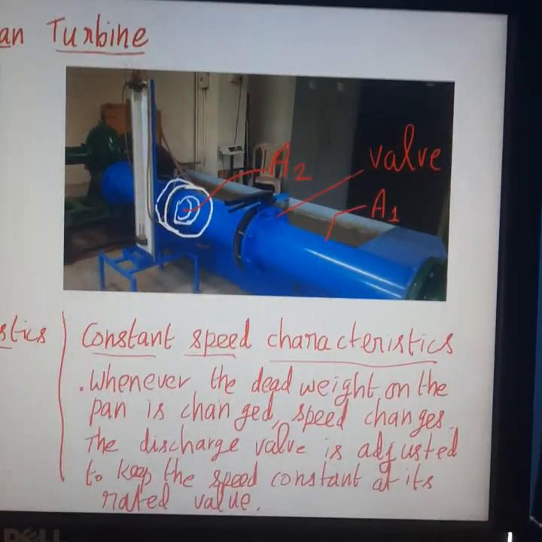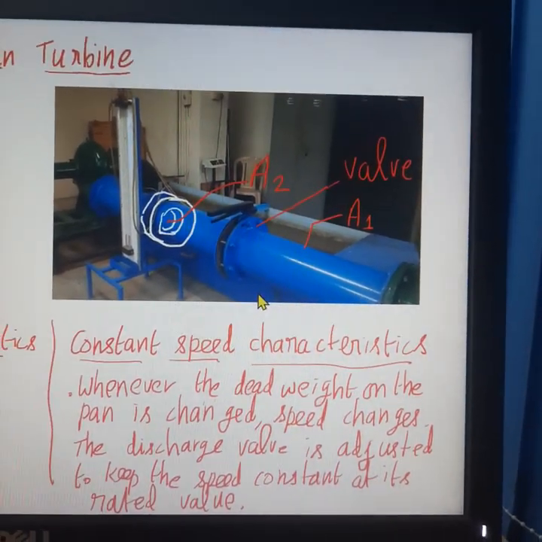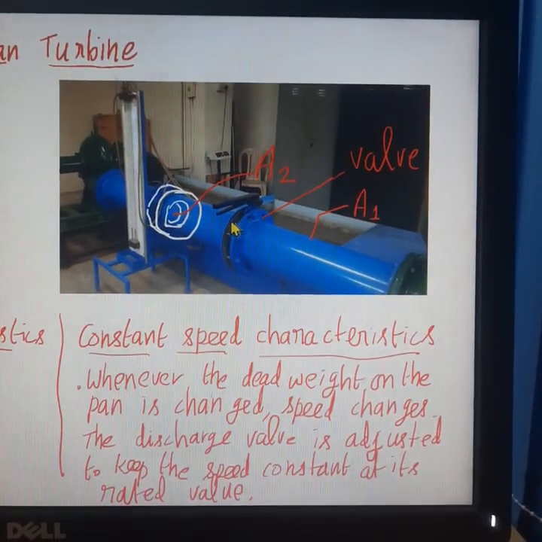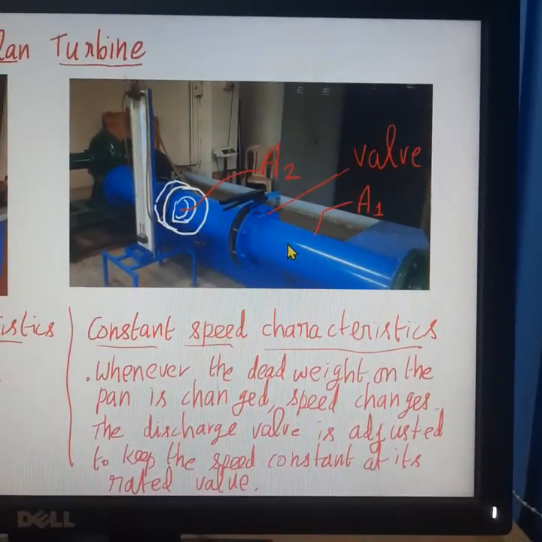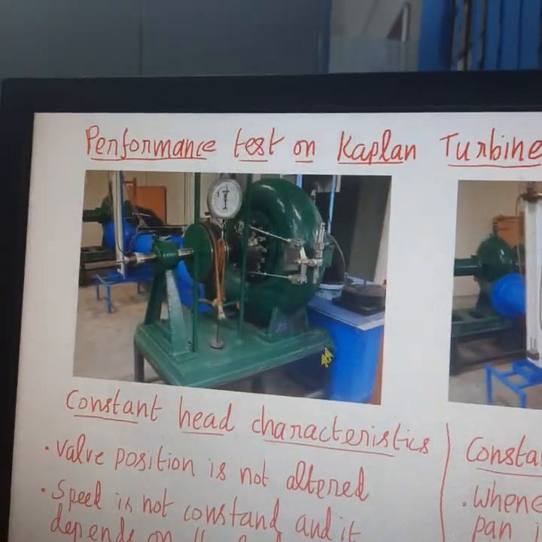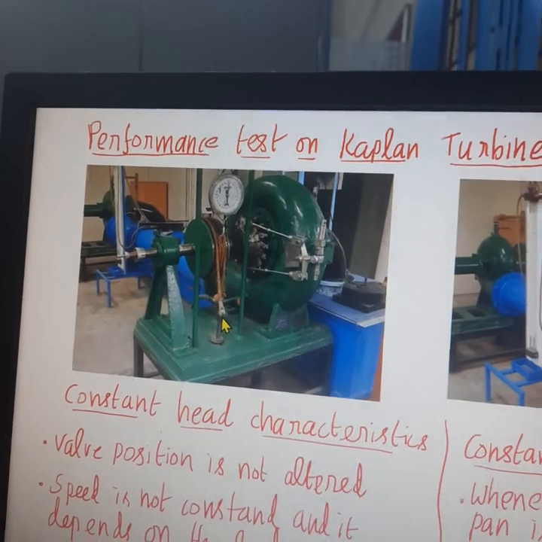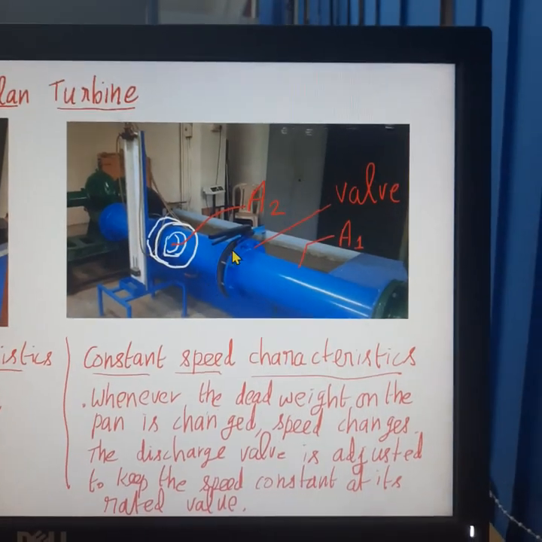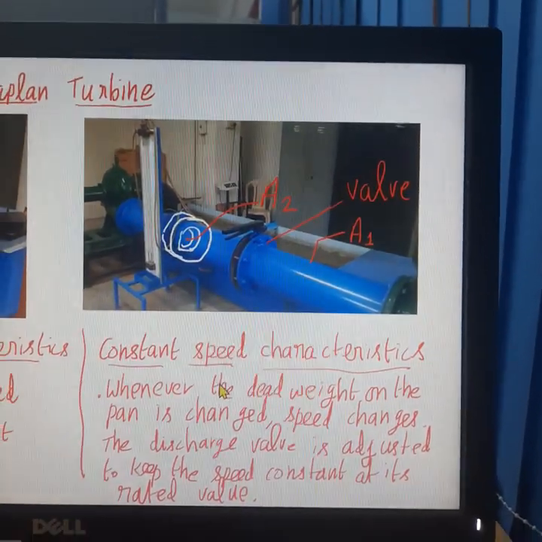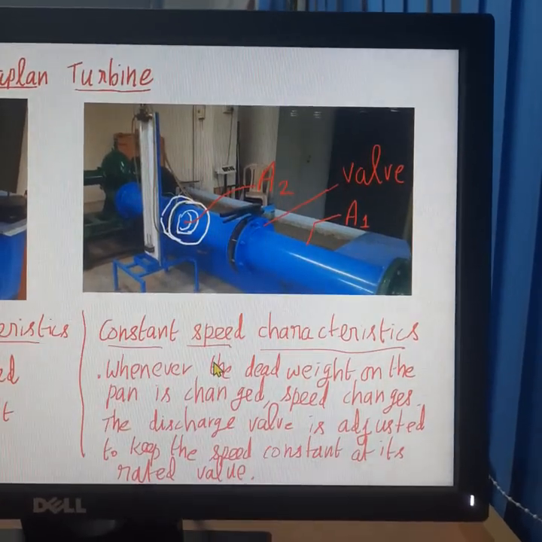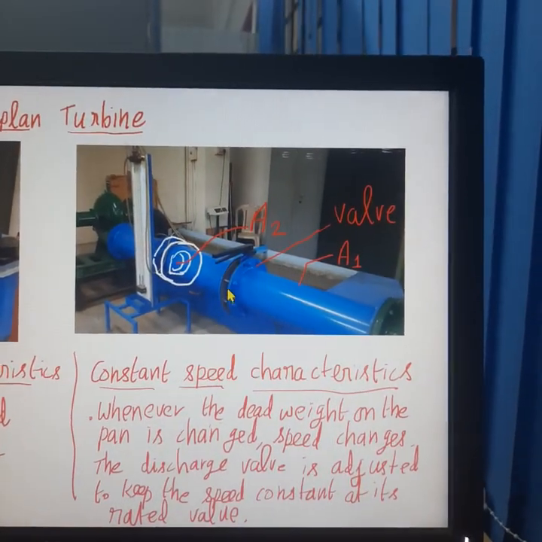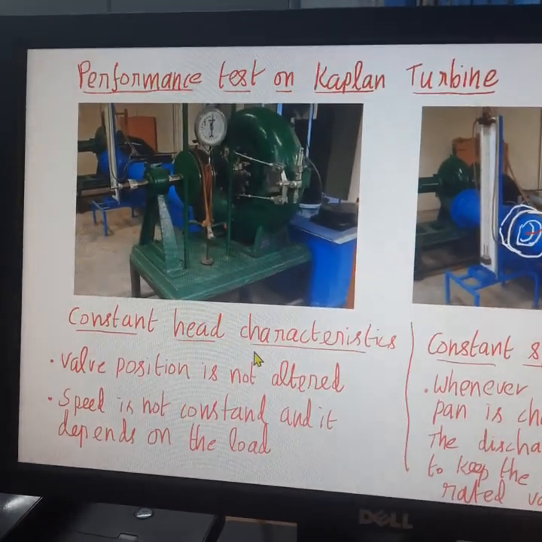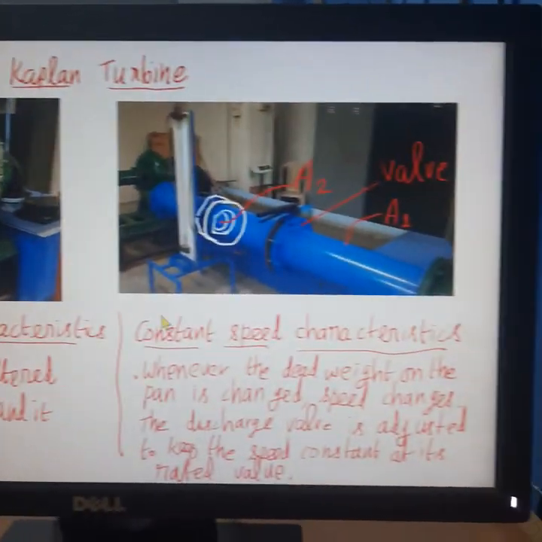When you want to run the turbine at constant speed, the speed of the turbine should be kept constant at its rated level. So we have to change the input conditions. As the load is getting changed, the speed will automatically vary, but we have to control the speed by altering the valve position. So for conducting the constant speed test, we have to change the valve position depending upon the load. For conducting the constant head test on the turbine, the valve position is not altered.